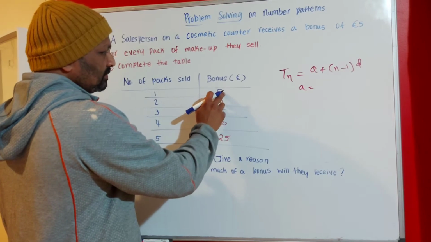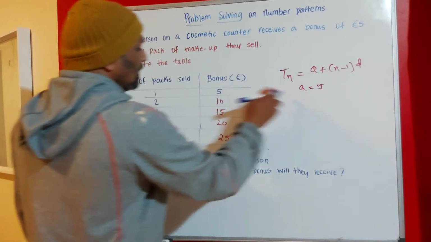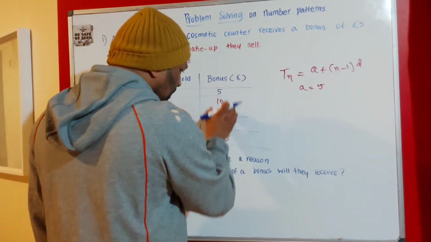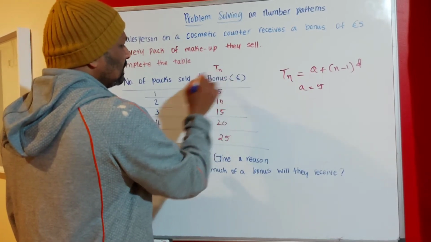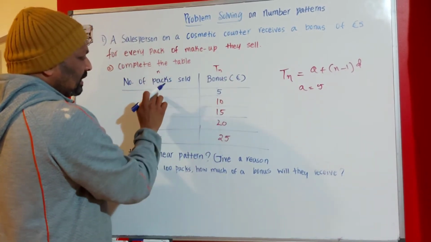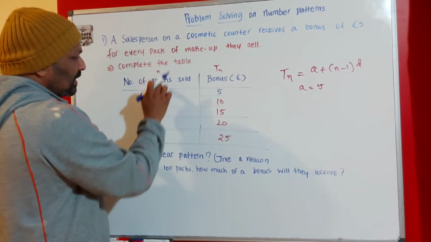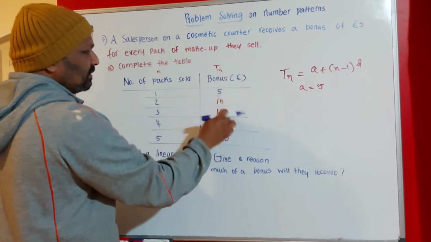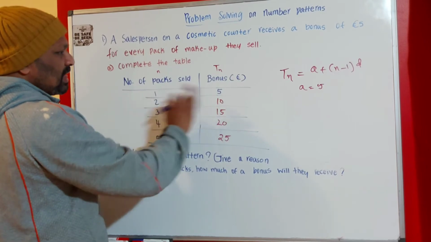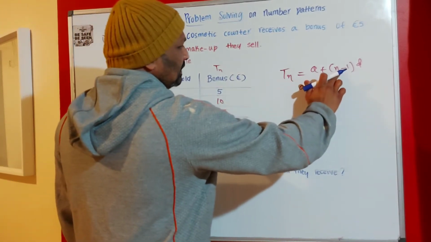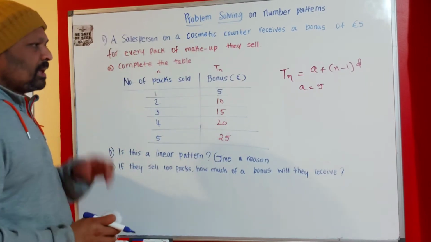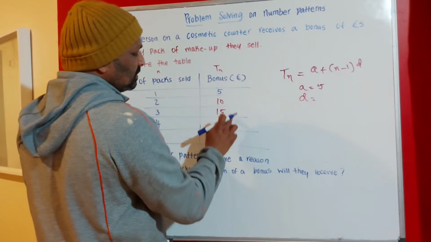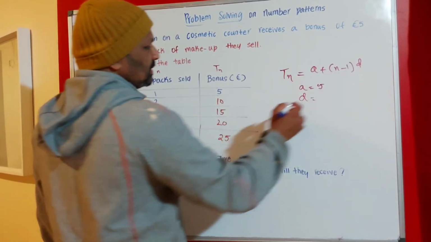The first term is 5. A is not 1. Instead, A is 5. You consider this as Tn and this one as n. That is, if n becomes 1, Tn is 5. If n becomes 2, Tn is 10. If n becomes 3, Tn is 15. That's why you have to be very careful in understanding this n and Tn. A is 5. What is d, the common difference? The difference between these two consecutive terms. The d is 5.